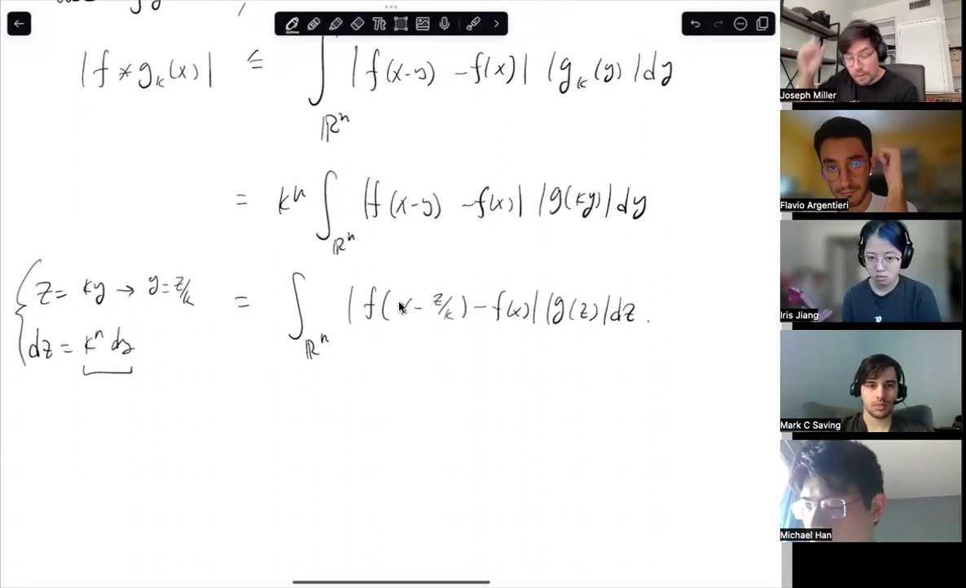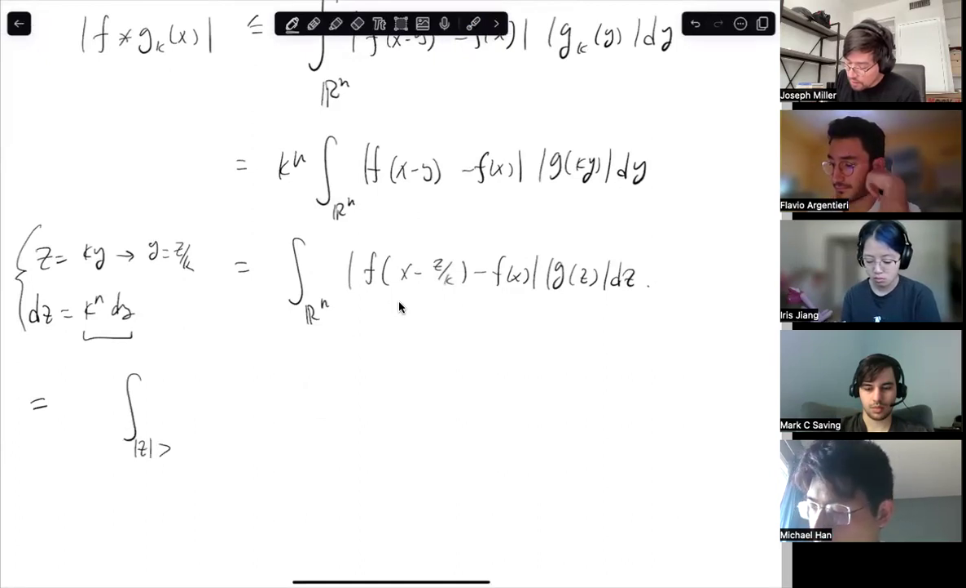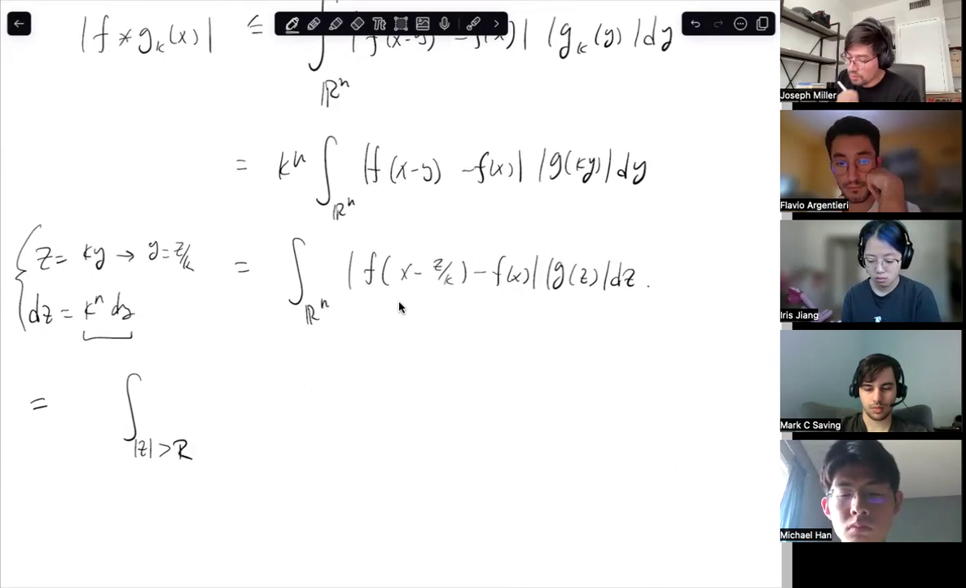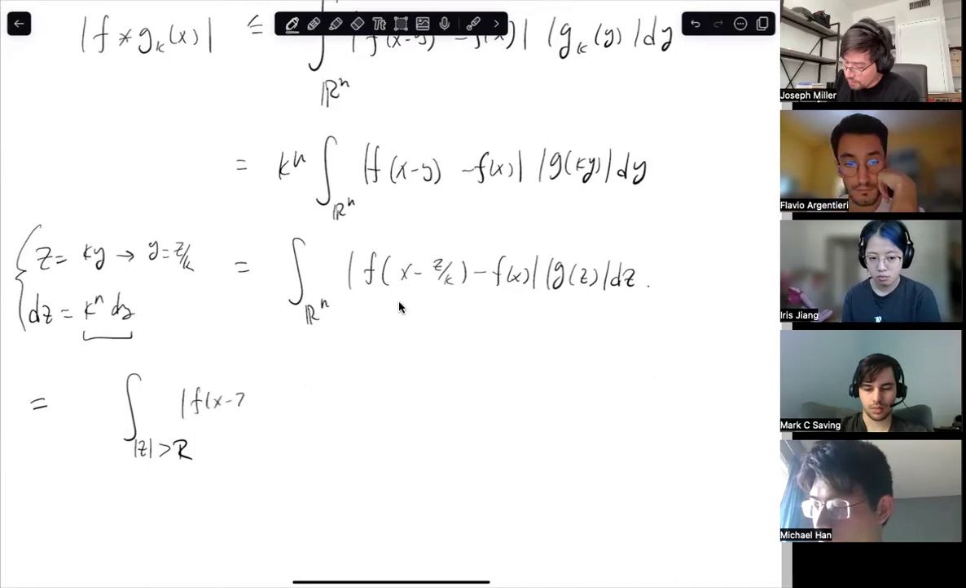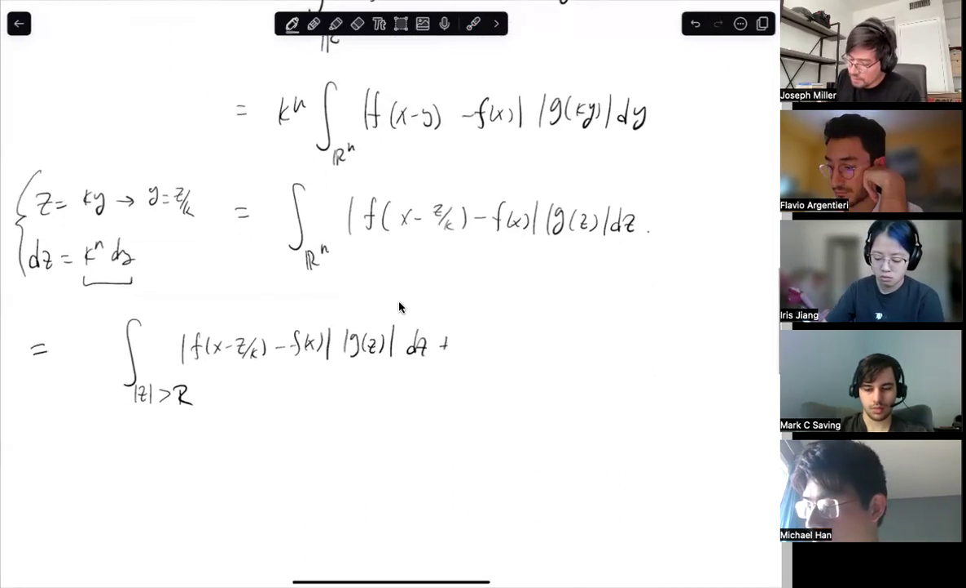What's happening? Okay, now I split. So I have the integral, and then here z is greater than r. Delta was a little bit misleading before, because it's actually a large number that I'll need in this frame. So I split it up like this: the integral where z is greater than r of the difference times g of z dz, plus the integral where z is less than r.